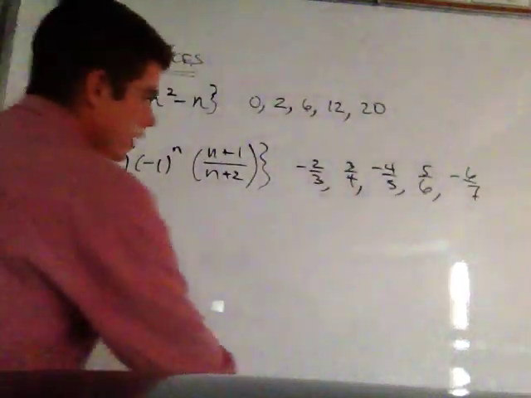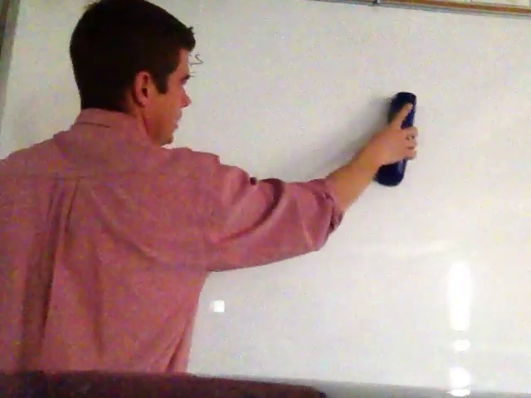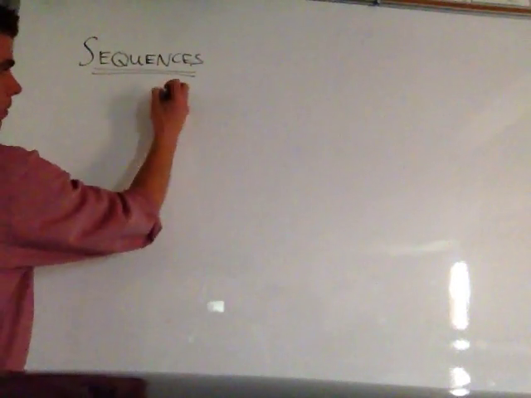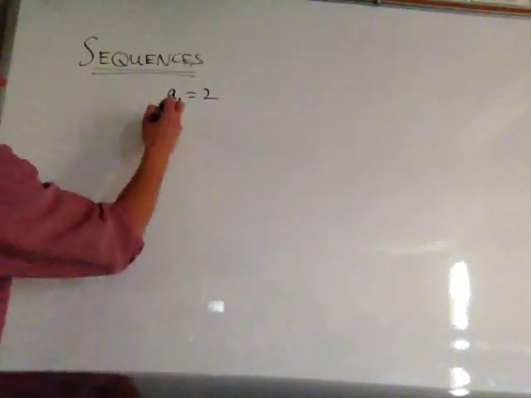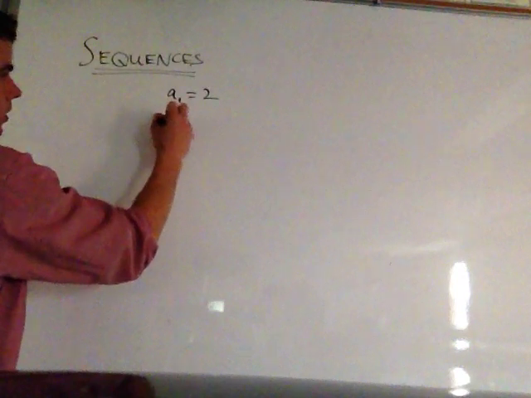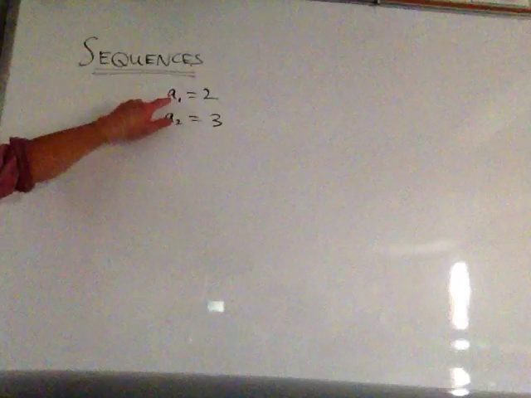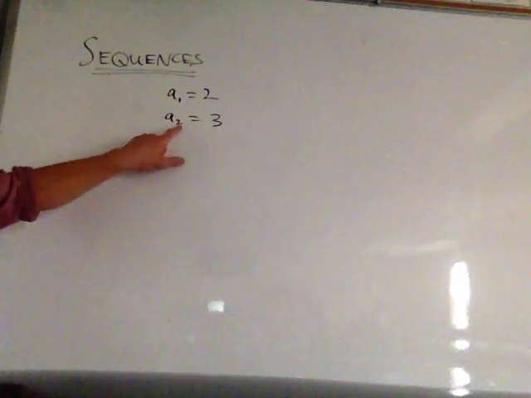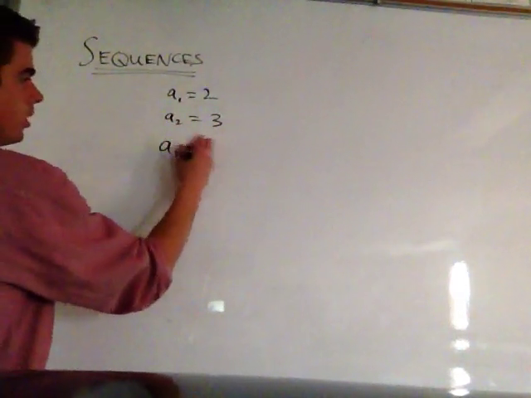The other kind of sequence is just like the Fibonacci sequence, where it's a recursive sequence. It's based on previous terms. For example, maybe the first term of some sequence is 2, and maybe the second term is 3. Notice I'm calling a sub 1, the first term of the sequence, 2, and a sub 2, its second term, because that subscript is 2, I'm saying that's 3. And then maybe I'm defining my sequence recursively.